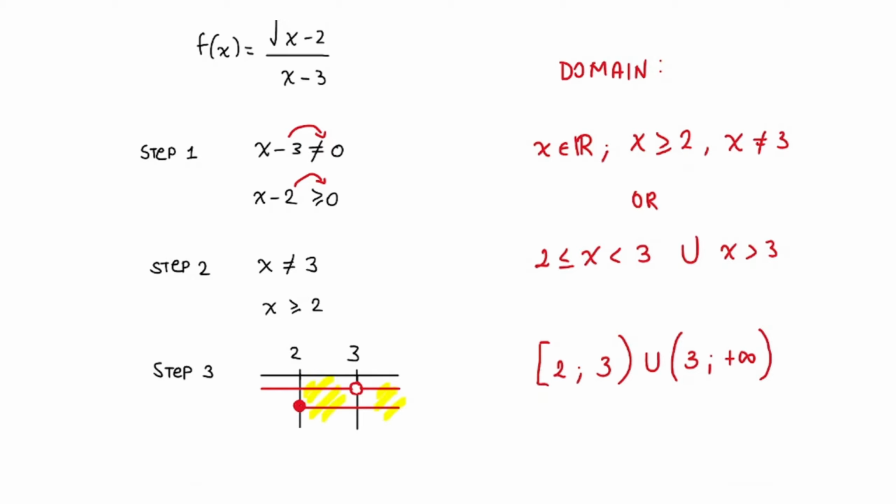So in this video, we've looked at more advanced domain problems. The key idea is that when you have more than one condition, you need to satisfy all of them at the same time. And this is exactly where most mistakes happen. So if you're finding this difficult, that's completely normal. Go back, try the examples again, and make sure you understand each step, not just follow it.